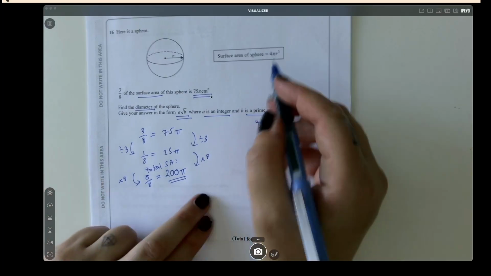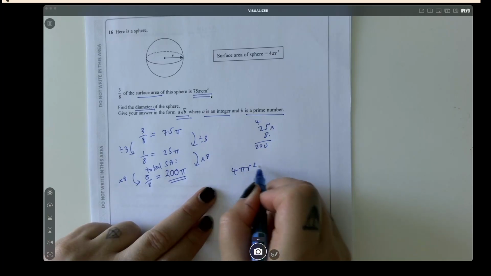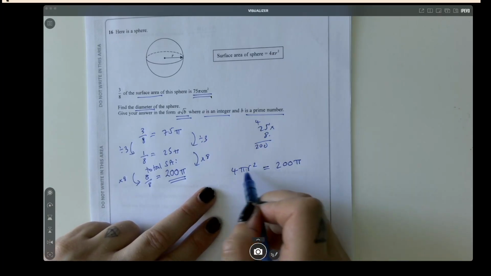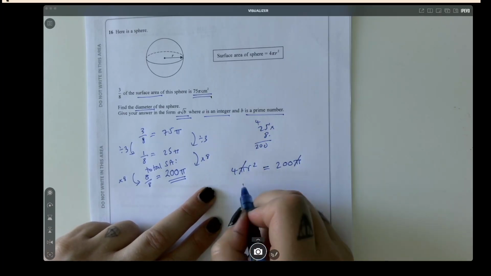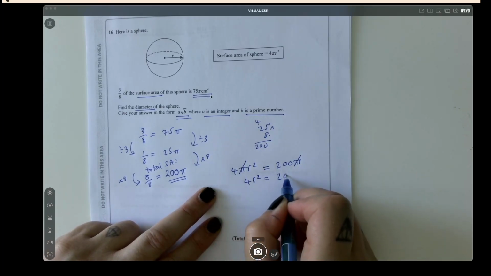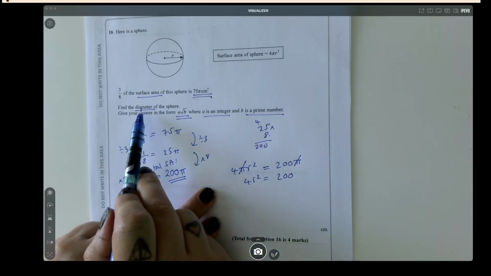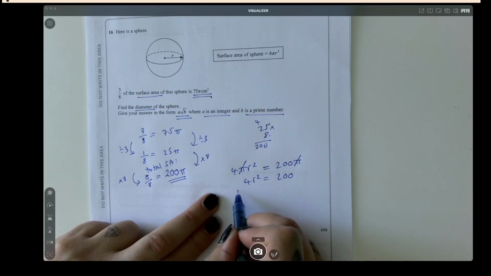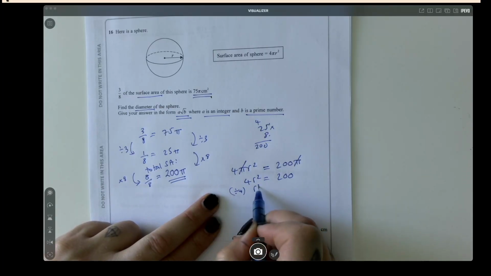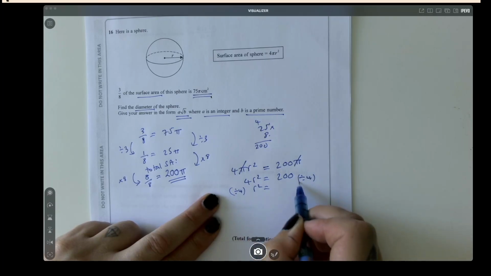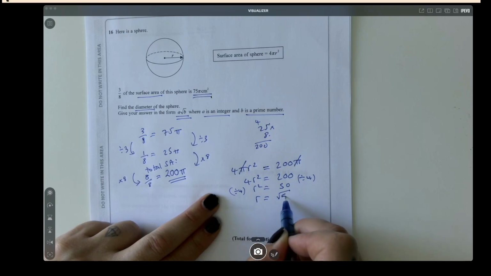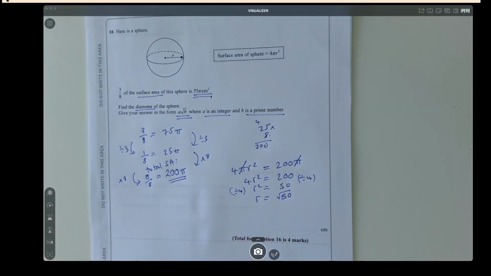To find the surface area, we do 4 pi r squared, and that would give us an answer of 200 pi. So let's divide both sides by pi, so 4r squared equals 200. We're aiming for the diameter. This is going to give us the radius. So let's get the radius first and see where we're at. So let's divide by 4. And then we just want the radius itself, so the radius is the square root of 50.